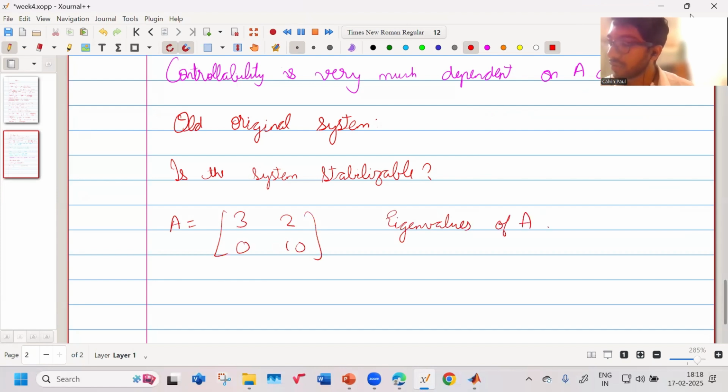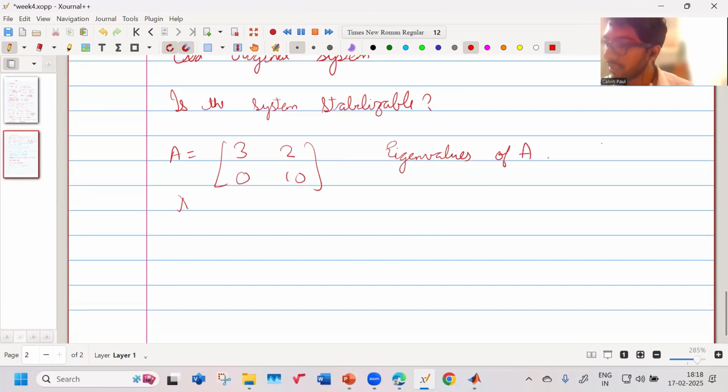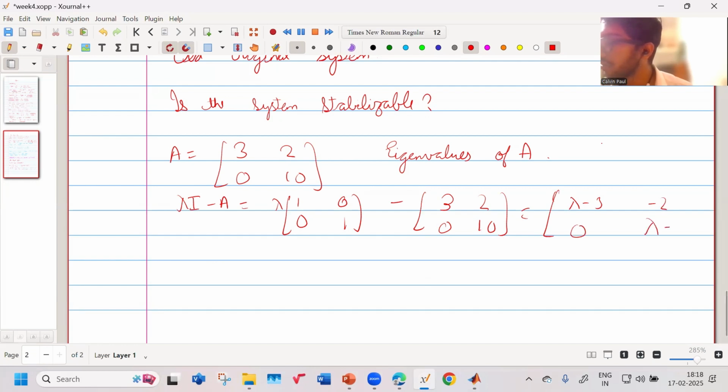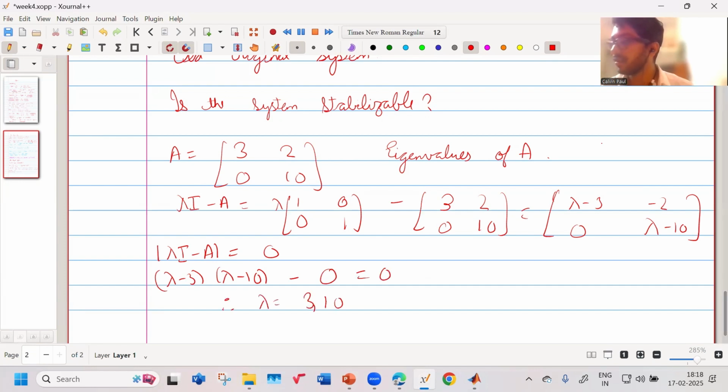To find the eigenvalues, we will do lambda I minus A. So this is lambda into 1, 0, 0, 1 minus 3, 2, 0, 10. So that is lambda minus 3, minus 2, 0, lambda minus 10. The eigenvalues are found by equating the determinant to 0. So that would mean lambda minus 3 into lambda minus 10, minus 2 into 0, is 0. Therefore, lambda is equal to 3, 10.